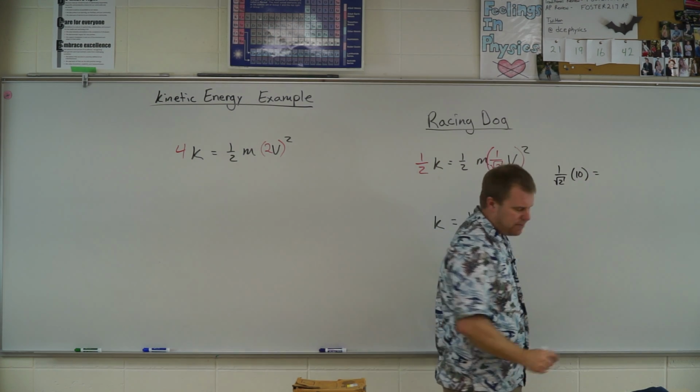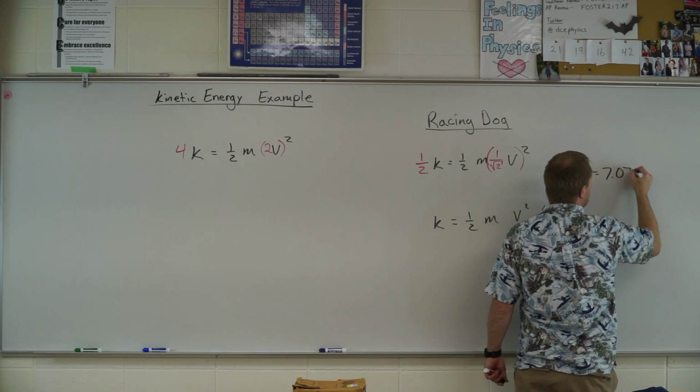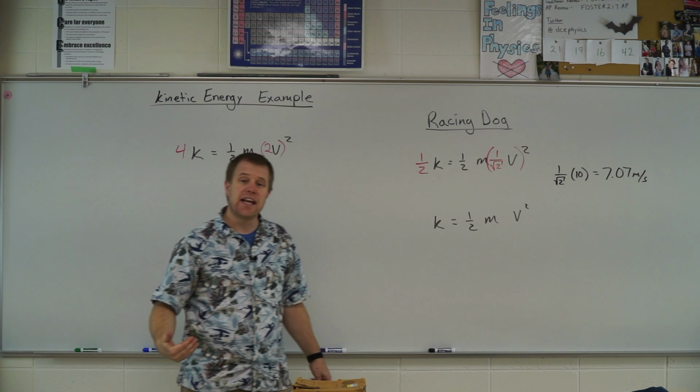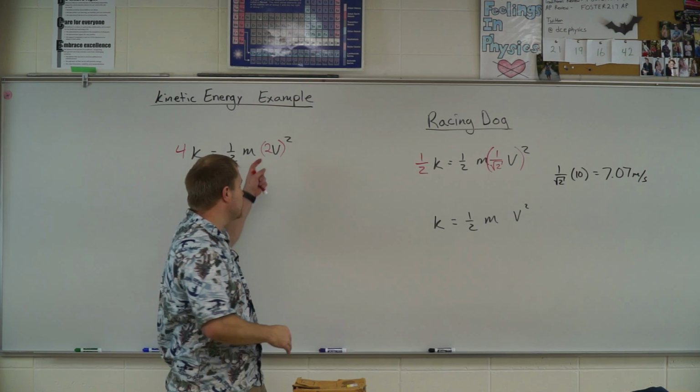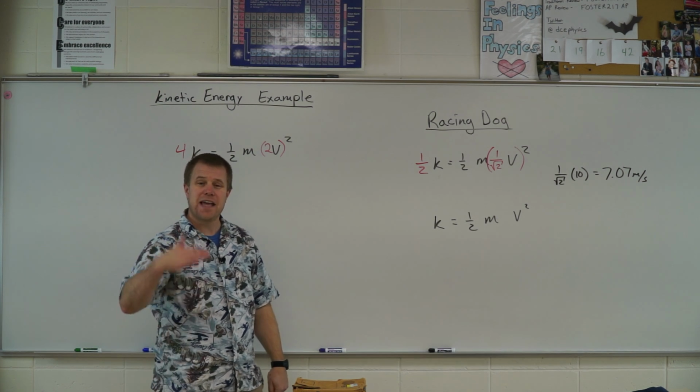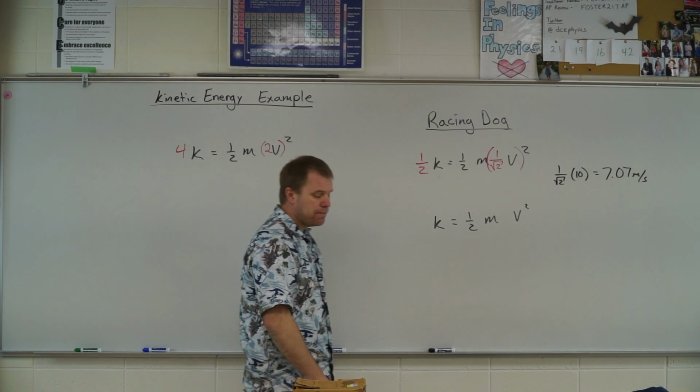Yep, 7.07 meters per second. So they don't slow down half to get half the kinetic energy because of that squared term. So they only have to slow down about 3 meters per second, and they'll be at half the kinetic energy.